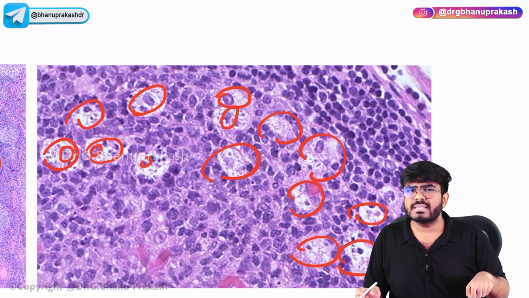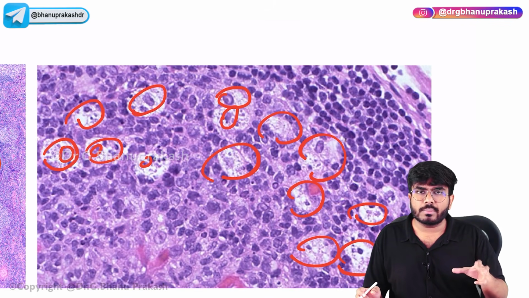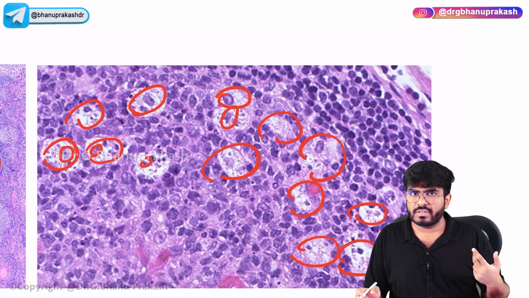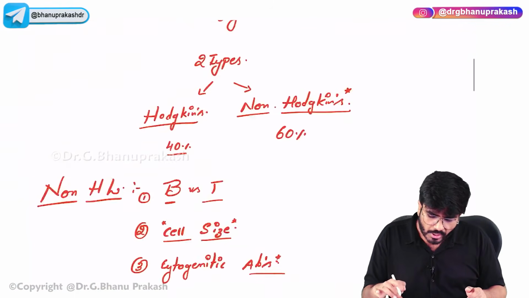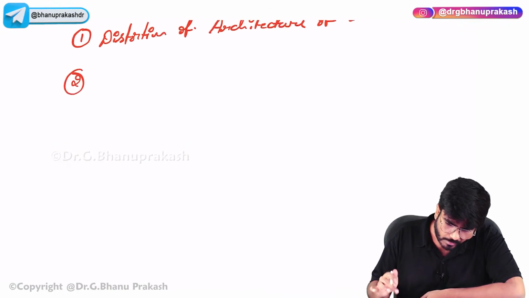But I have told you, because of the 14;18 translocation and BCL2 overexpression, will the B lymphocytes die in follicular lymphoma? No. So will apoptosis happen? No. So will tingible body macrophages be seen? No. So no tingible body macrophages are seen in follicular lymphoma.